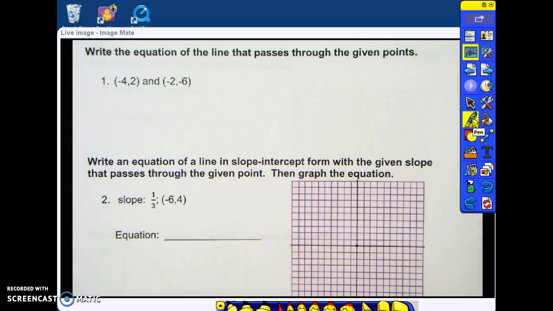Number 1 says write the equation of the line that passes through the given points. First thing we do is we find the slope. In order to find the slope, we subtract y minus y over x minus x. Whichever y you pick first, that's the x you have to pick first.